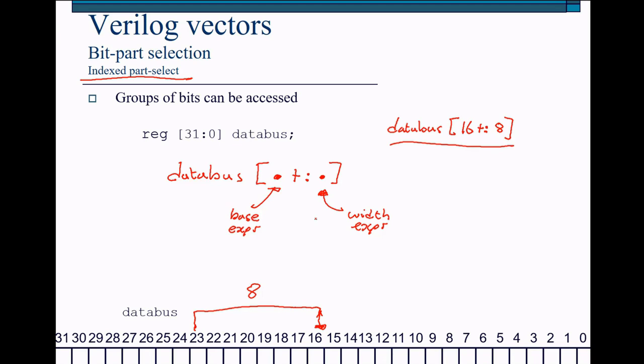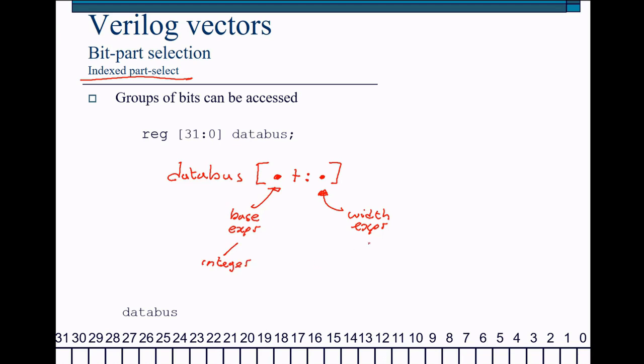So the way it works is that the width expression specifies the number of bit positions, and the base expression is the start position with the remaining bit positions in ascending order in the bit range. So with our example, the base position is 16, and we go through the bit positions in ascending order from 16. So 16, 17, 18 up to 23. The base expression is any integer expression. It does not have to be constant, whereas the width expression is constant and is a constant integer value.